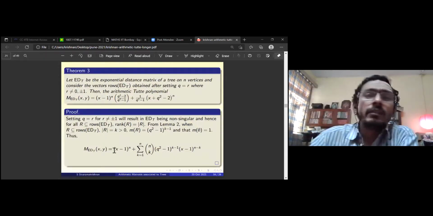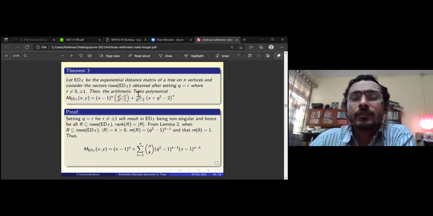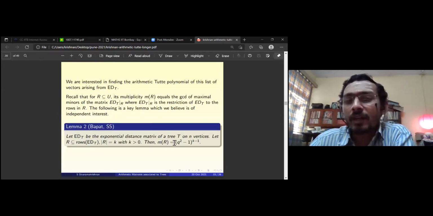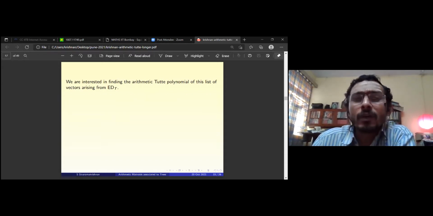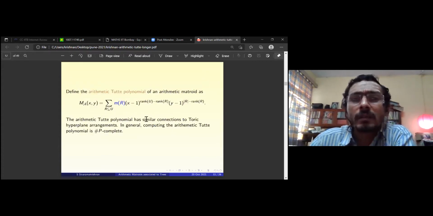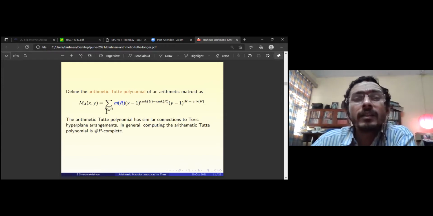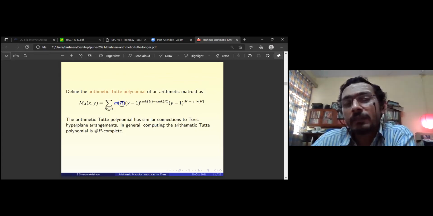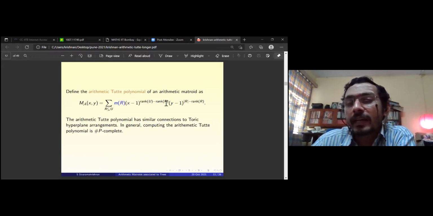So if you look at the exponential distance matrix and the arithmetic Tutte polynomial, you see this M of R is just something like alpha to the power K minus 1, where mod R is K. You're summing over the subsets R of U. In this case it's okay because the matrix we start with has full rank, so you get the complete Boolean poset as the matroid, and the multiplicity depends only on the value of mod R. Since it's full rank, rank Q minus rank R turns out to be independent of the choice of R.